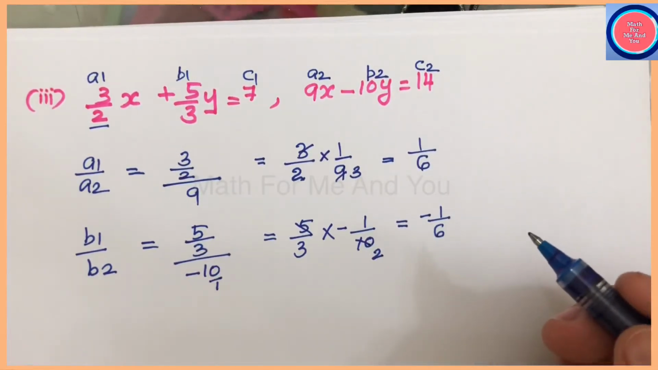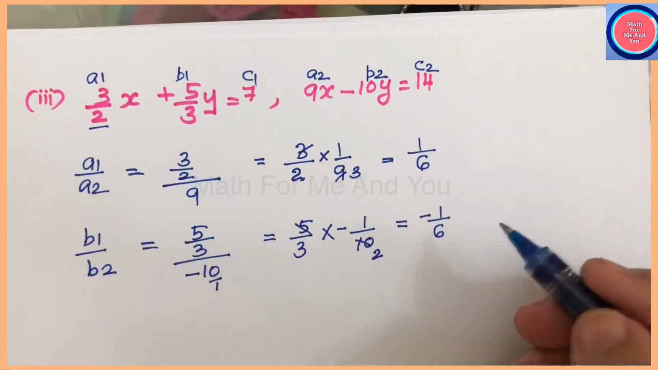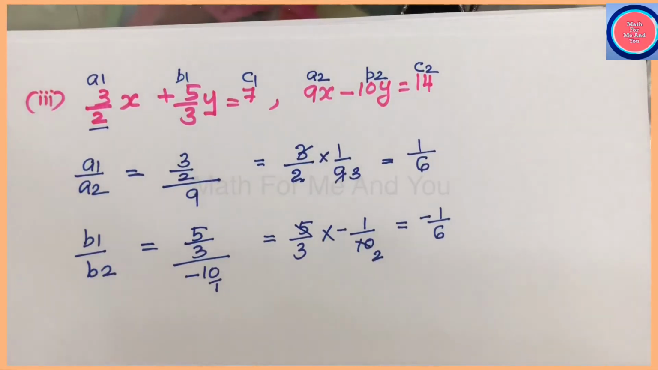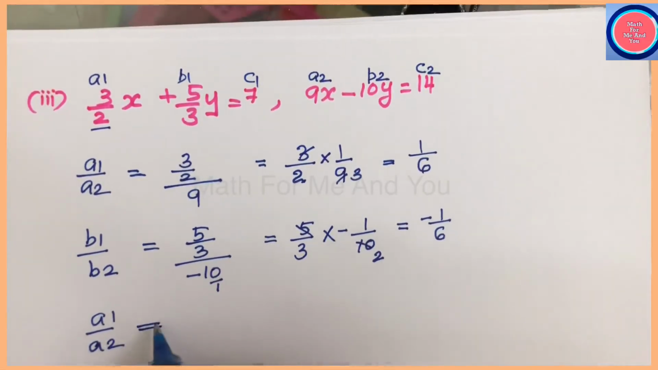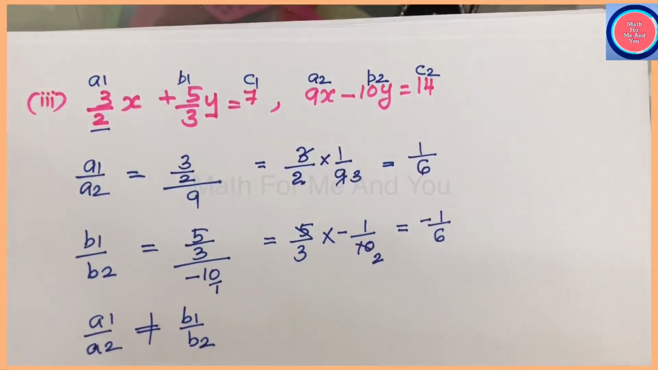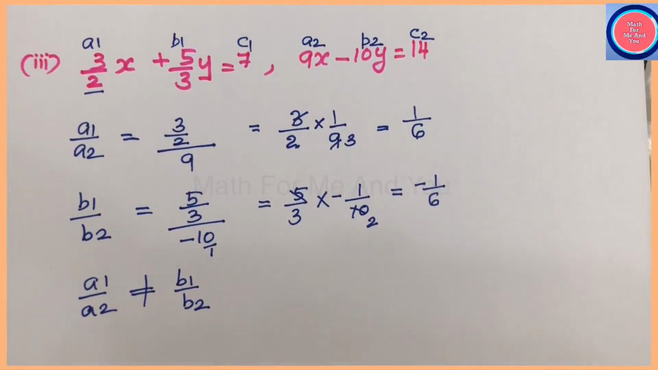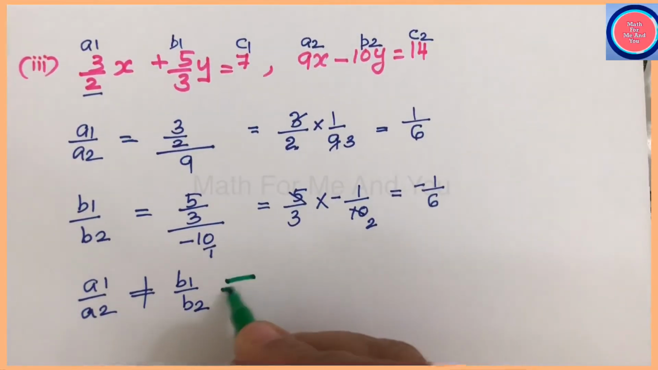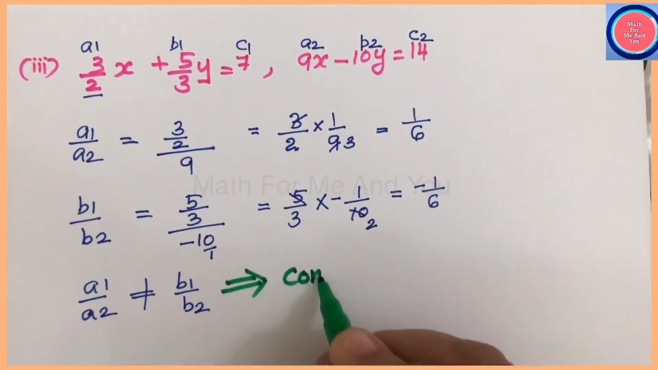Next, the ratio we write C1 by C2. But here itself we can see A1 by A2 not equal to B1 by B2. There is no point in writing C1 by C2 because A1 by A2, if it is not equal to B1 by B2, that means the given pair of equations, they have exactly one solution. That means they are consistent. If A1 by A2 not equal to B1 by B2, we can directly write the equations are consistent.